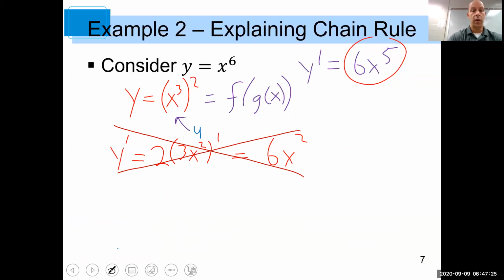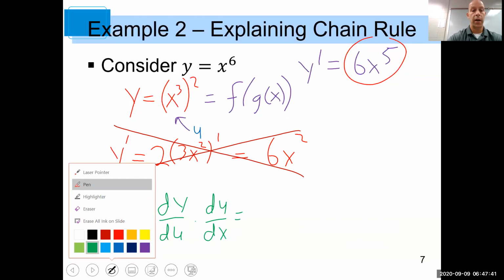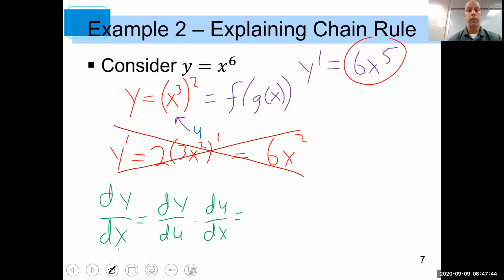Now let me do it correctly. Let's do it in green. So I'm going to write, instead of y prime, I'm going to write it as dy/dx. The formula is dy/du times du/dx. Okay, so let's go ahead and do that now.